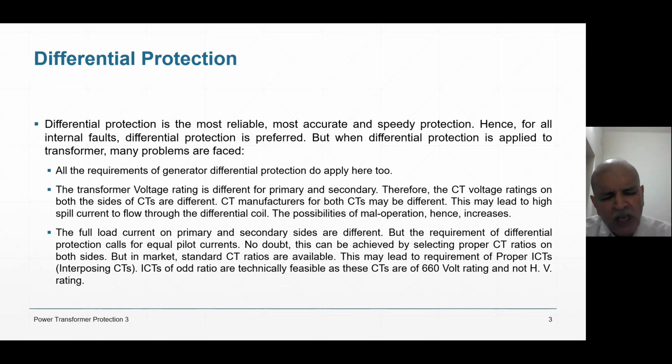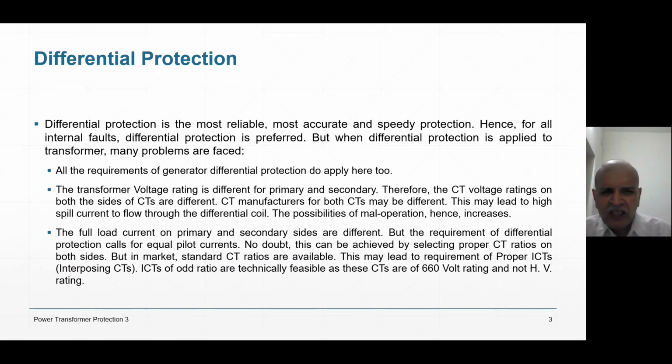That means you have to have restraining coils and operating coil. So now we'll see what are the purposes of this restraining coil. Restraining coil restrains the operation of the relay. It blocks the operation of the relay. And operating coil tries to operate the relay. Now, whosoever wins, the relay will go to that side.